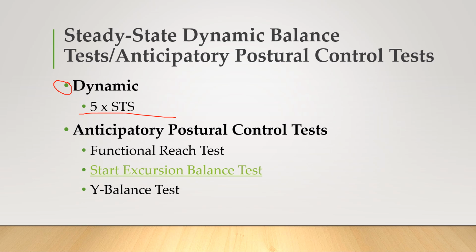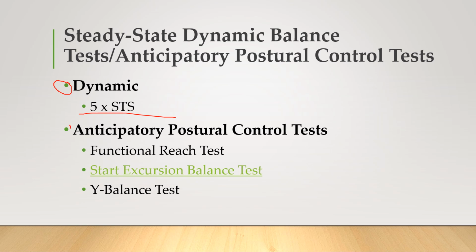Your patient is going to cross their arms over their chest, and they are going to go from a sitting position to a standing position 5 times. And they're going to do this as quickly as they can. And the reason that we would do this is because we want to identify if a patient is at fall risk when moving between a sitting and a standing position.